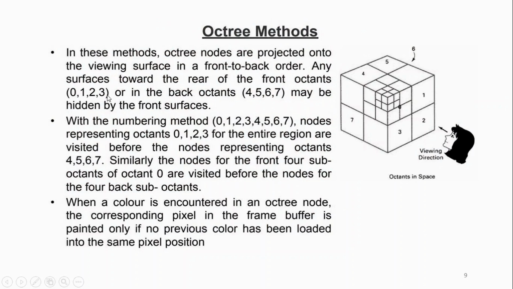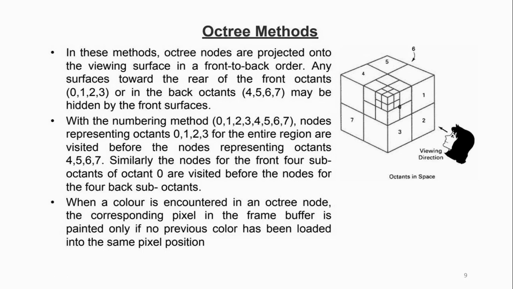So 0, 1, 2, 3 are in front of the viewer, and 4, 5, 6, 7 are going to be on the back side of the viewer. With the numbering method, the nodes represent the octants 0 to 7, so the entire region can be represented in 8 areas. That is the octree method. So let us see the working of the octree method.